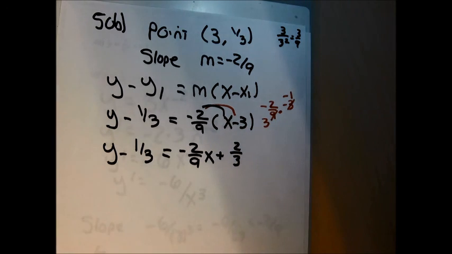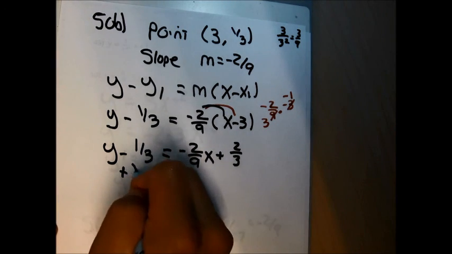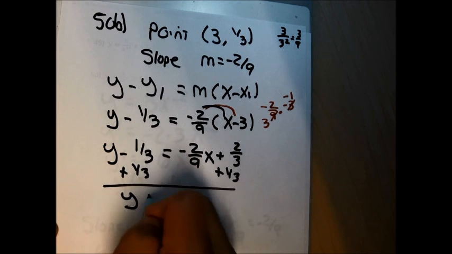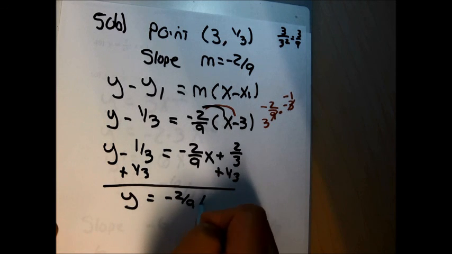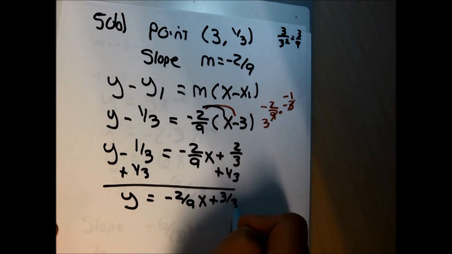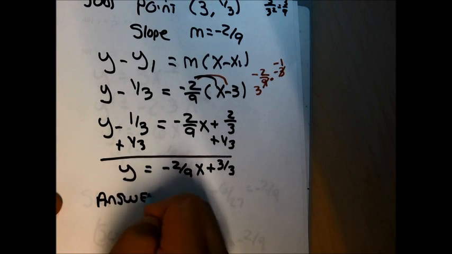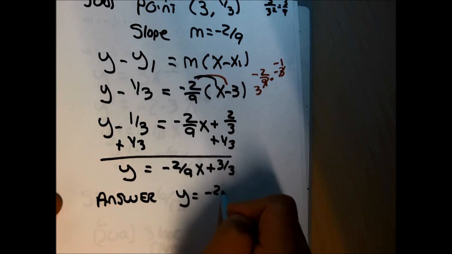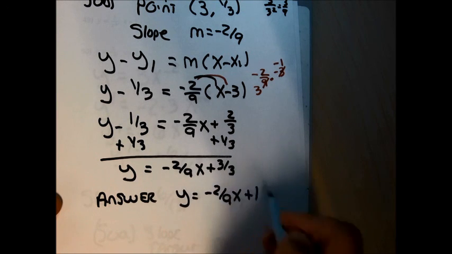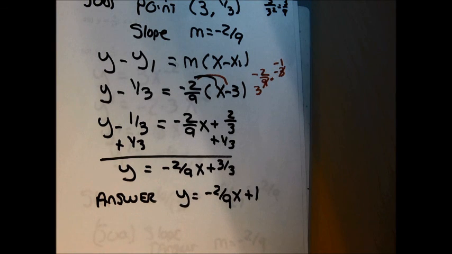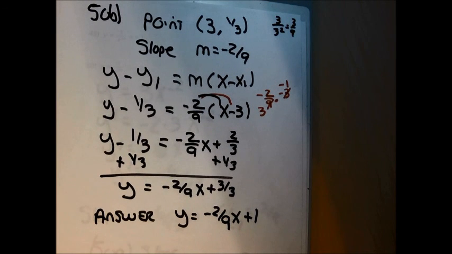So I get y minus 1/3 equals minus 2/9 x plus 2/3. And then plus 1/3 plus 1/3. That gives me y equals minus 2/9 x plus 3/3, and I would change that 3/3 to a 1. So my answer for 50b is y equals minus 2/9 x plus 1. When I wrote these problems, I tried to make them at some level not grungy. There are definitely grungier problems that I could have snuck in here.